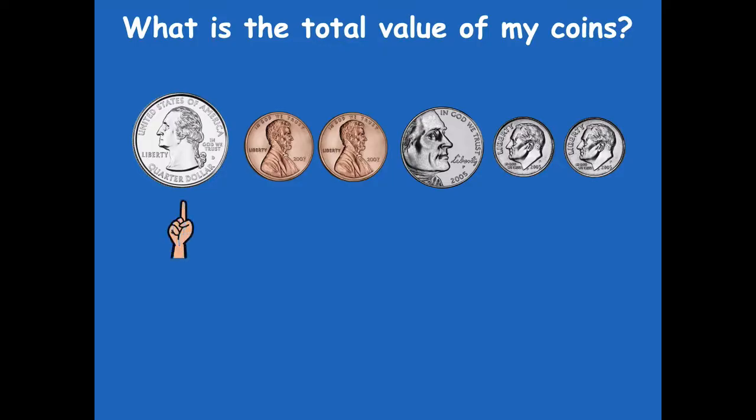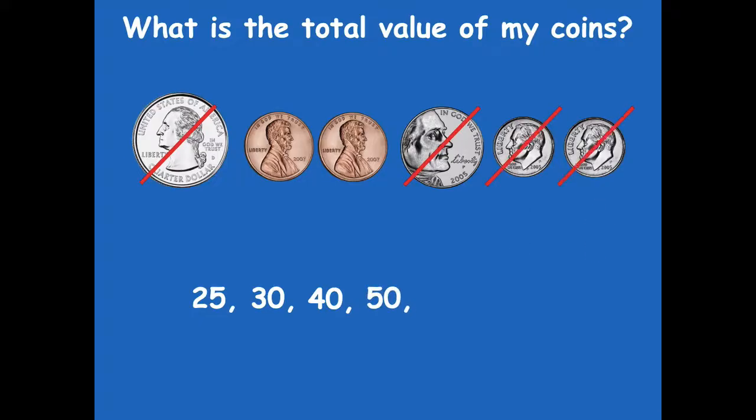All right, so here we have 25 cents. Let's make that 10 with a nickel. So there's 30. Cross those coins out so we don't add them twice. Now let's come to my dimes. So 40, cross it off. 50, cross it off. 51, 52. Now, friends, here we have 52 cents.